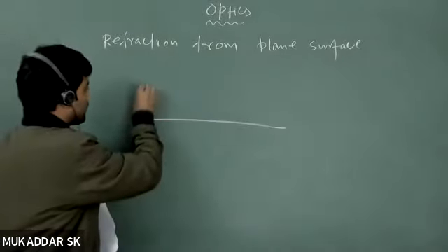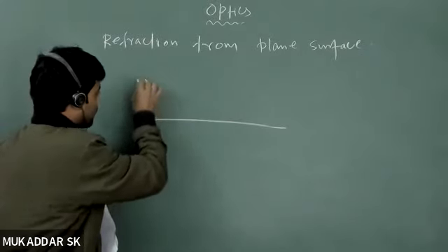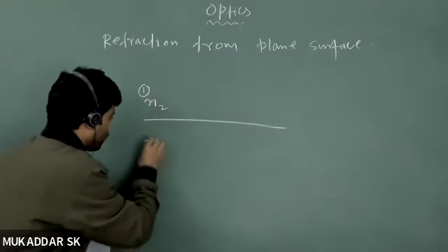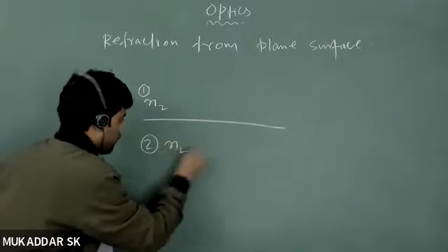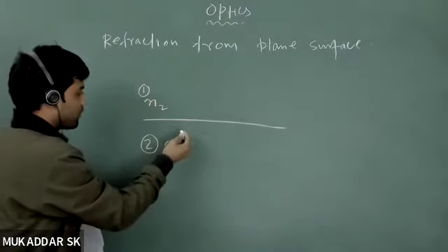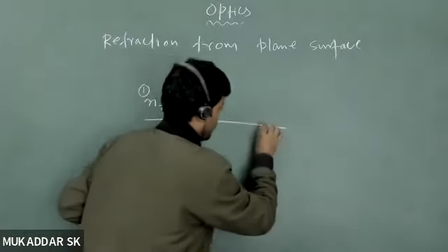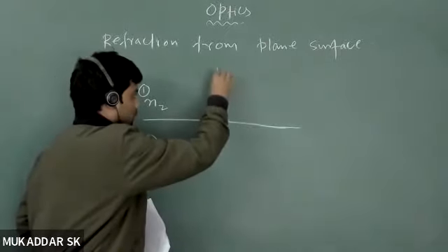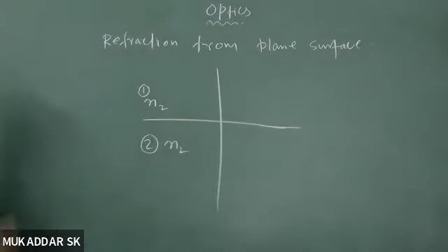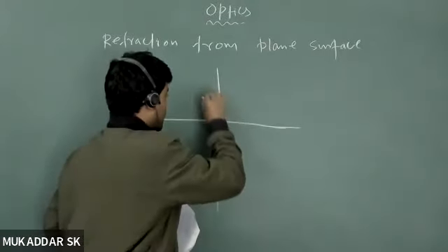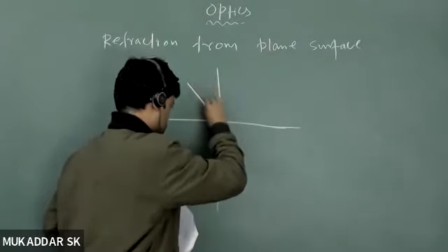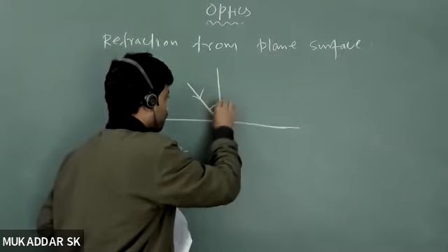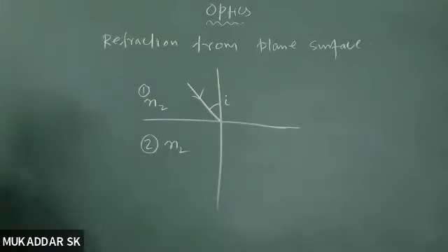Let us assume this is medium 1. The refractive index of this medium is N1, and this is medium 2. The refractive index of this medium is N2, and these two media are separated by this interface. Let us assume this is the normal. Now a ray is incident on this interface at an angle of I.